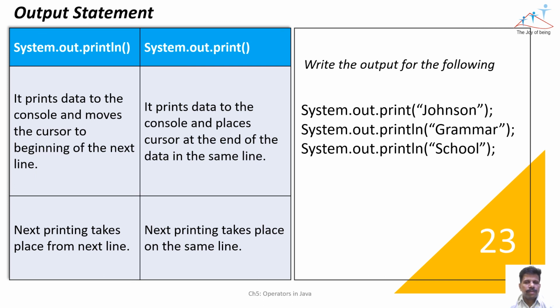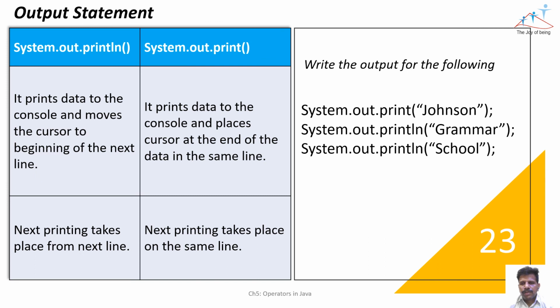If I use System.out.print, after printing data, the cursor remains on the same line. So if any print statement comes after a println statement, the printing takes place from the beginning of the next line. In the print case, if any print statement follows, the printing takes place on the same line. Let's see the example.